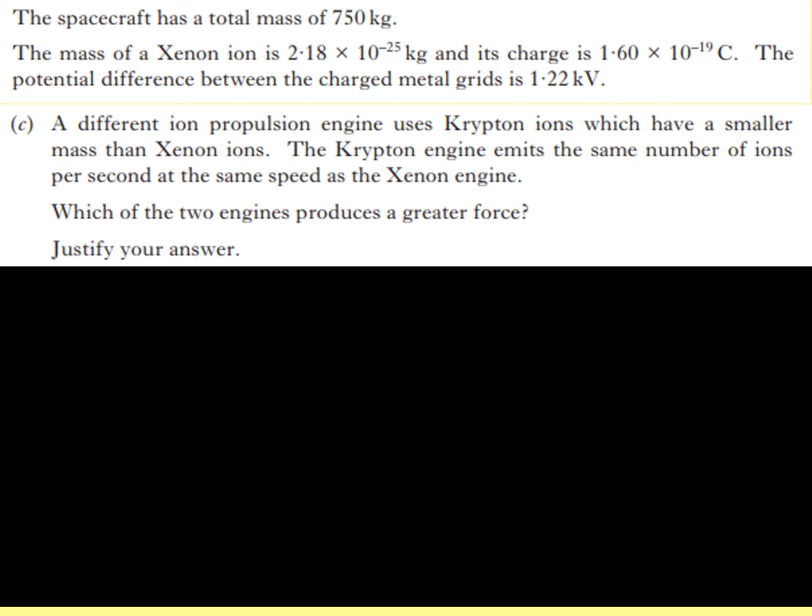We're told that a different ion propulsion system uses krypton ions, which have a smaller mass than the xenon ions. The krypton engine emits the same number of ions per second, therefore the same work done, at the same speed as the xenon engines. Which of the two engines produces a greater force? Well, in order to find that, we need to think about what's happening to the change in momentum.